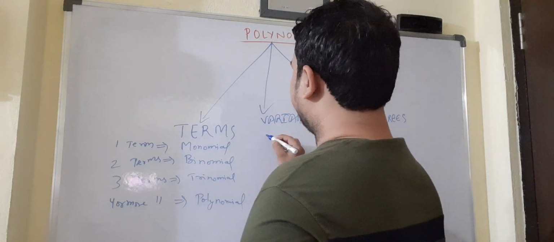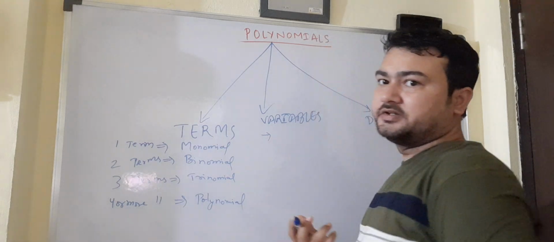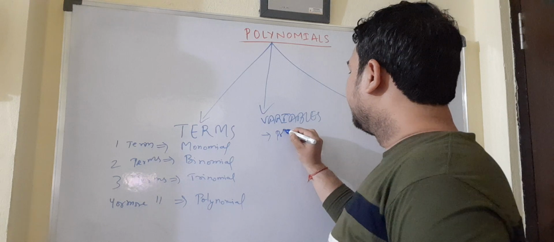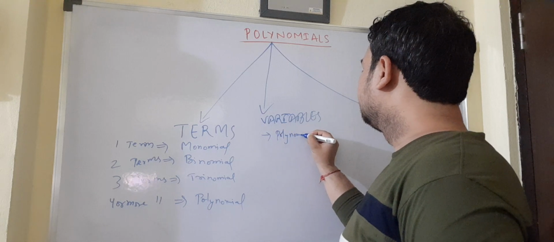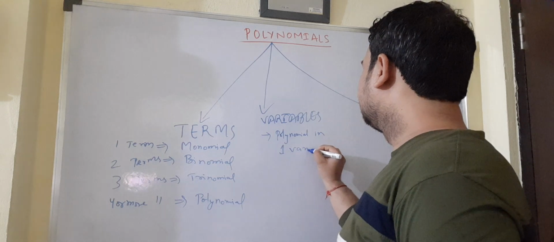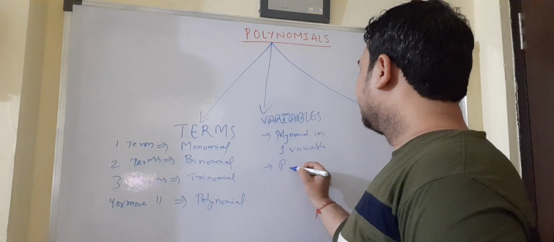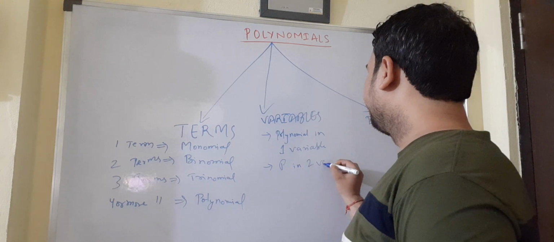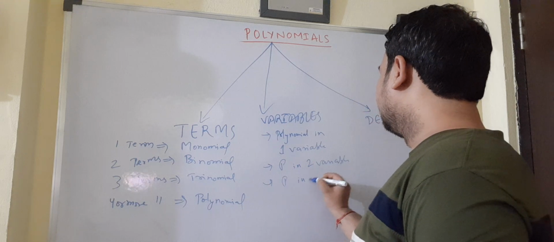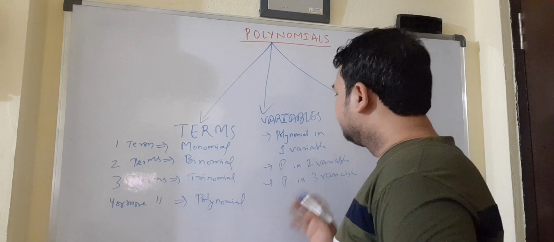Variables. Based on variables, it can have 1 variable, 2 variable, 3 variable, any number of variables. So it can be polynomial in 1 variable. It can be polynomial in 2 variables. It can be polynomial in 3 variables, and so on.